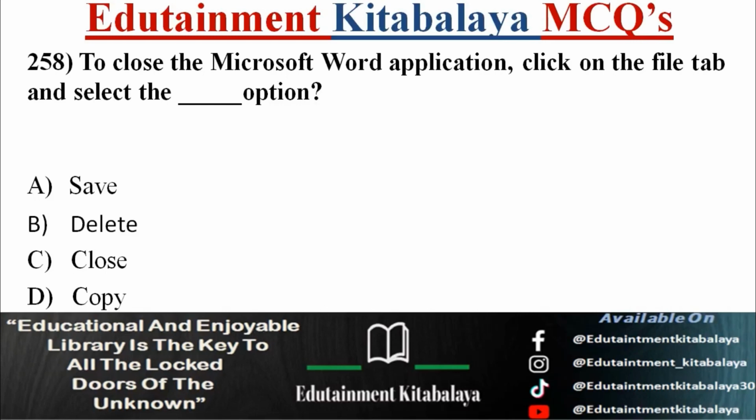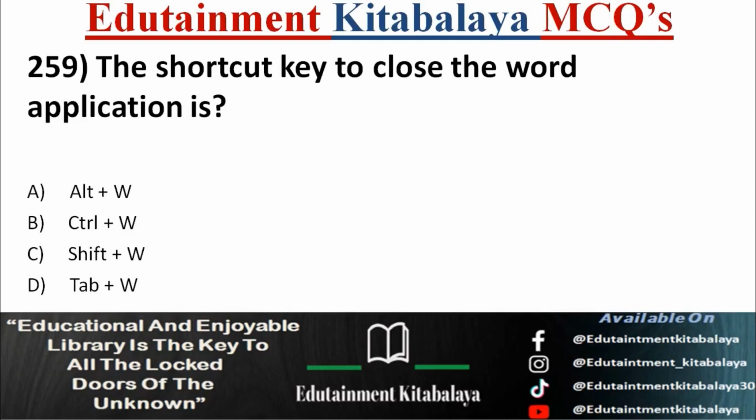Question number 258. To close the Microsoft Word application, click on the File tab and select the underscore option. A. Save. B. Delete. C. Close. D. Copy. Correct answer is C. Close.